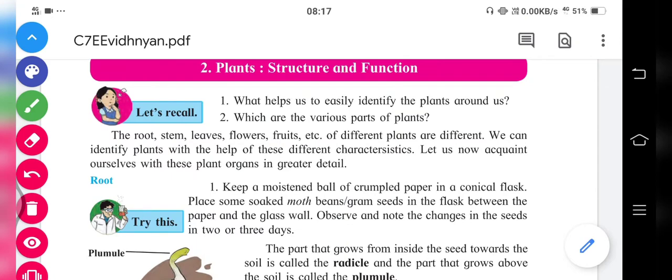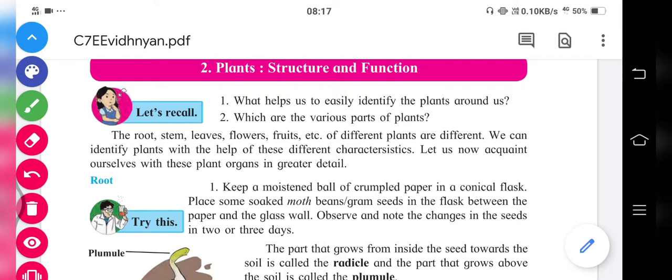Hello students. Today we'll be discussing plants. In the previous section we studied desert plants, aquatic plants, different types of plants, and how they adapt according to their surroundings. Now in this chapter, we will study plant structures and functions.